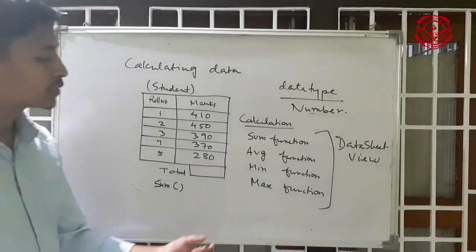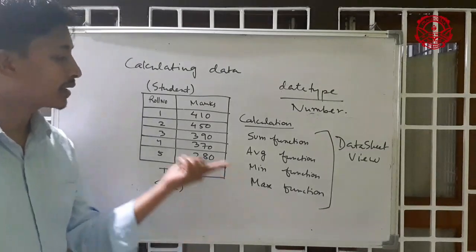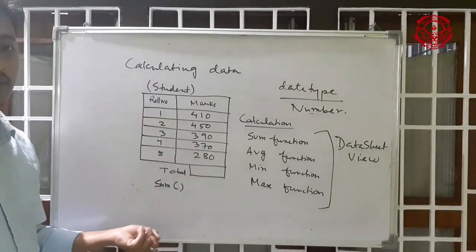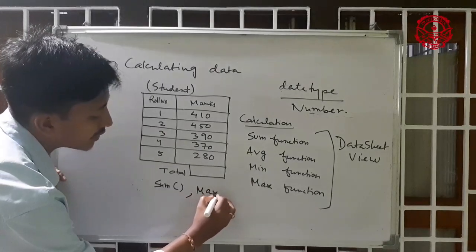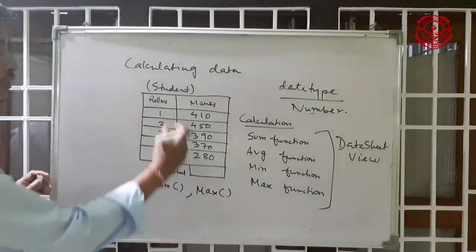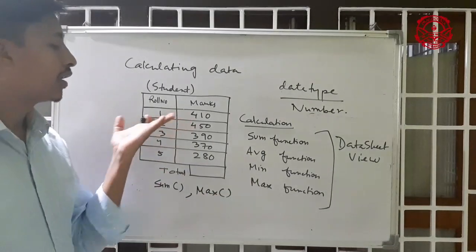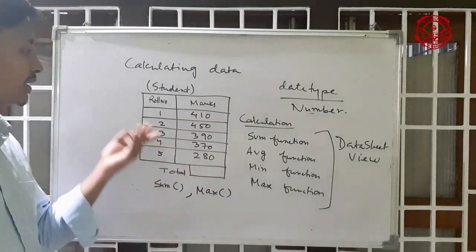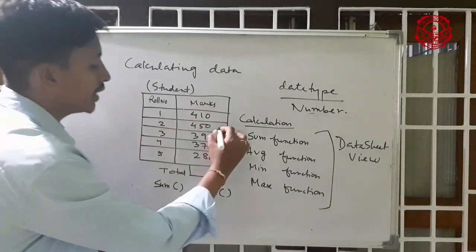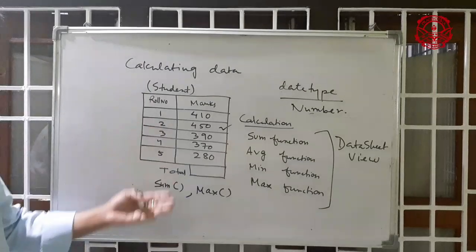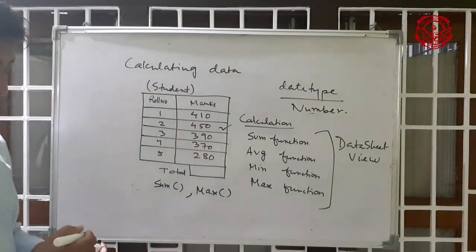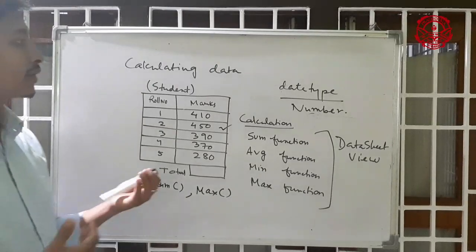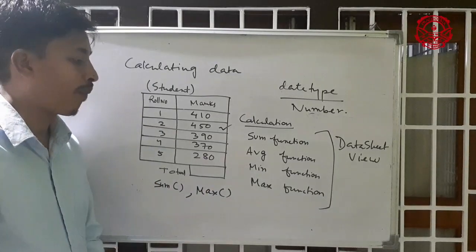For example, I want to calculate the maximum mark, who got the maximum mark, so I have to use the max function. The max function is used to get the result, that is who got the highest mark, that is 450 will be the result, and total will be sum, meaning the total marks of the column. Now in this way we can calculate the data in datasheet view.